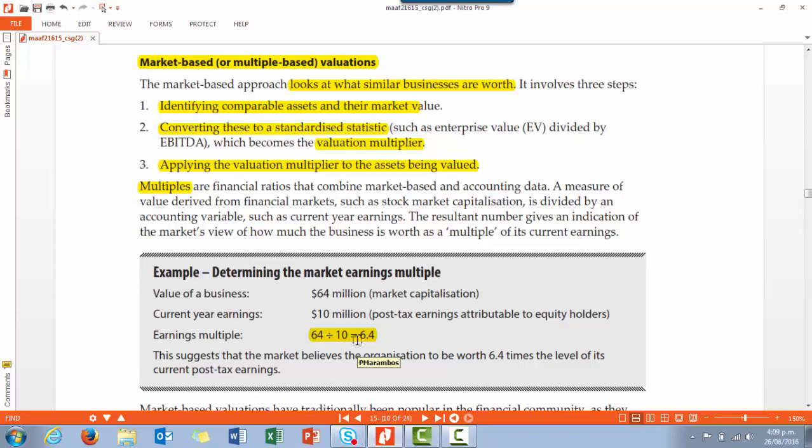So if the business we are trying to value has current year's earnings of, say, $5 million, and it's in the same sector, and it's very similar to this business here, which we can see in the example, we would take the current year's earnings of $5 million of the business which we are valuing, and we would apply the earnings multiple of 6.4 to the 5 million, which would give us a valuation of our business that would come to $32 million.